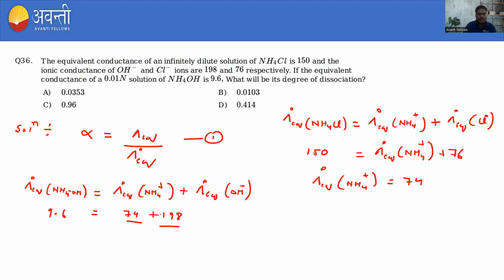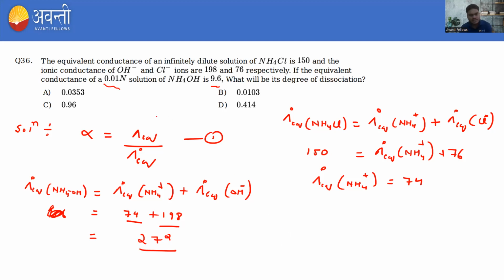Okay. So you'll get the value of this. This value comes out to be, because the equivalent conductance of the 0.01 solution of aluminum hydroxide is 9.6, so this value is already given. On solving, you'll get 198 plus 74, that is equal to 272.